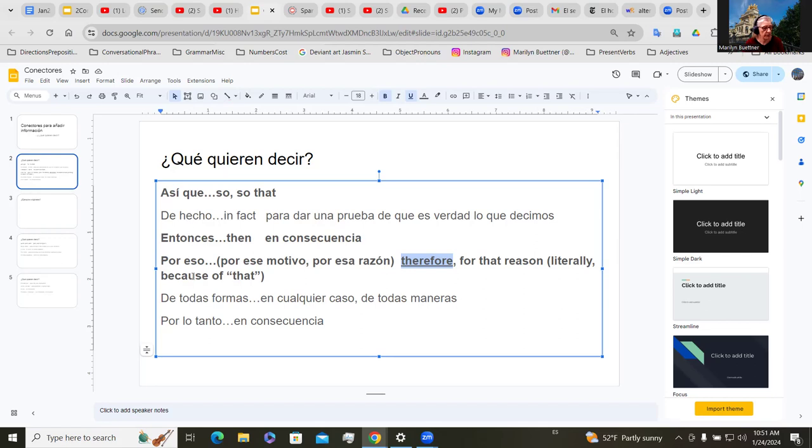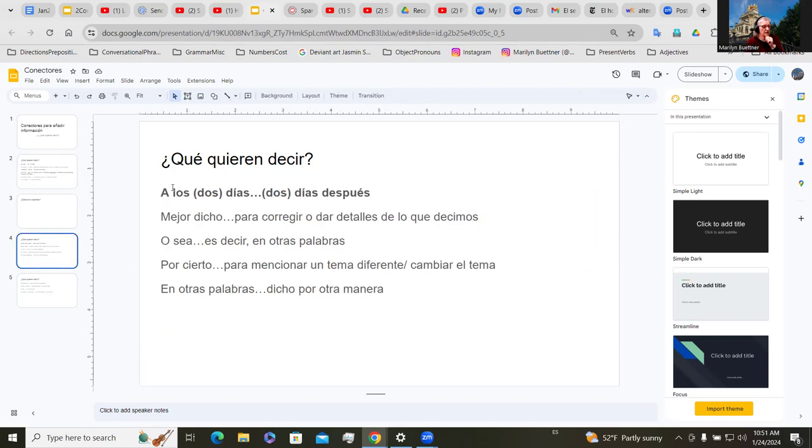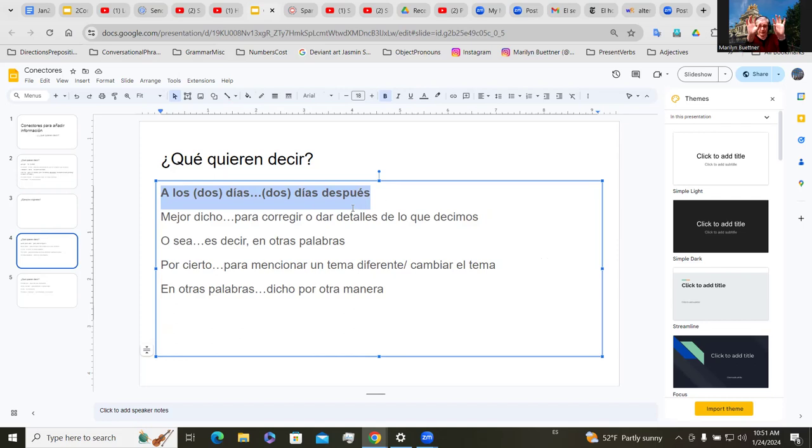So those in bold, I'm going to want you to use. I'm going to pick those three, and I'm going to pick some sequential ones. And again, I'm going to change these around a little bit. This little a dos días that he used, that dos is in parentheses because it can change, and actually even the días can change. I should put that whole thing. It means after a certain number of days, or it could be weeks, you know. After a certain amount of time.